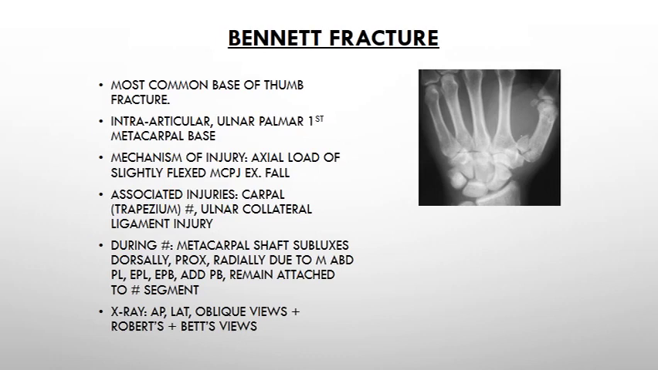Now we look at a Bennett fracture. It is the most common fracture at the base of the thumb. The mechanism of injury is an axial load in a slightly flexed thumb, like, for instance, a fall when holding a skiing pole and falling on your thumb.